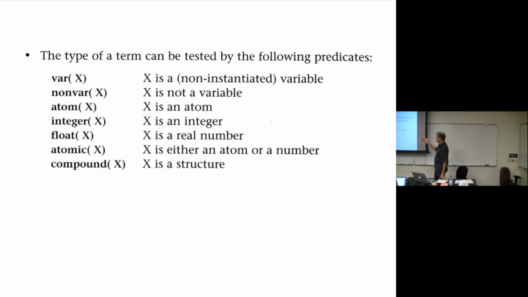All right, so what we saw then is non-var, atom, X is an atom, integer, X is an integer, float, X is a real number. Now what about atomic? X is either a what? An atom or a number. So do you see there's a difference between atom and atomic? Is everybody good with that?